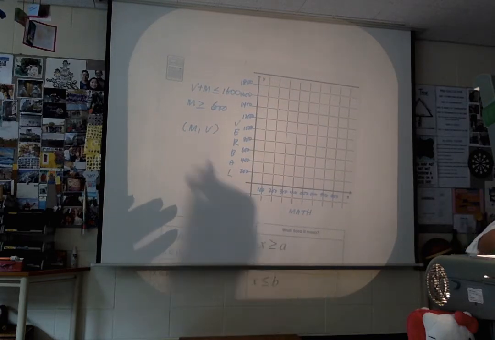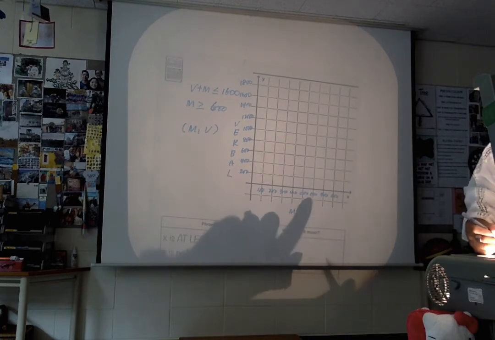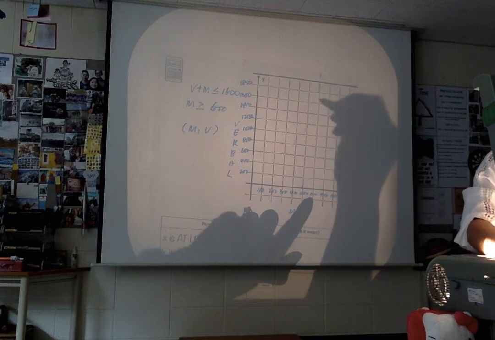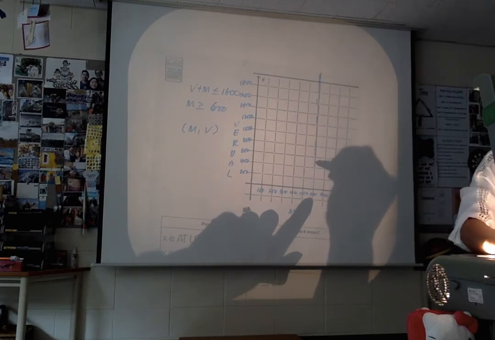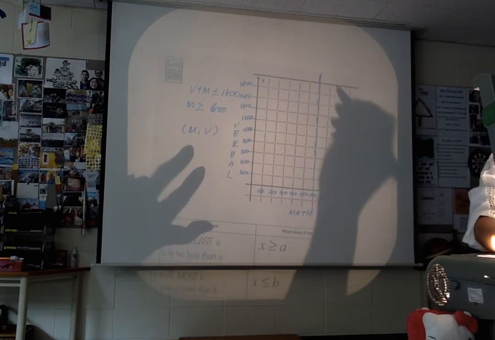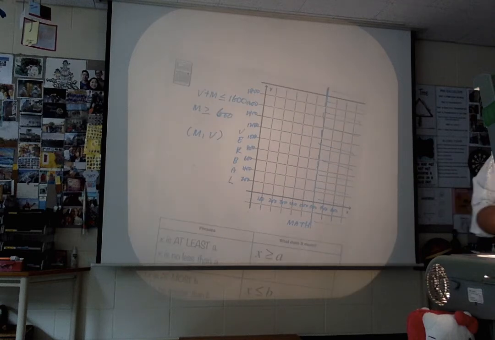But you guys, M is greater than or equal to 600. So 600 means it's going to be a vertical line. Oh, but it's solid, right, guys? Solid. Okay, so it's solid. But it has to be greater, so I'm going to shade it this way. That's my math score. It has to be over here somewhere.